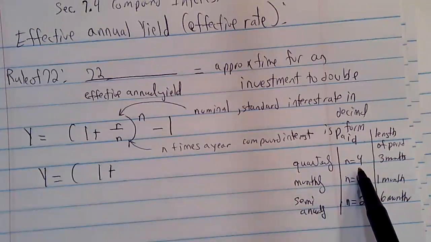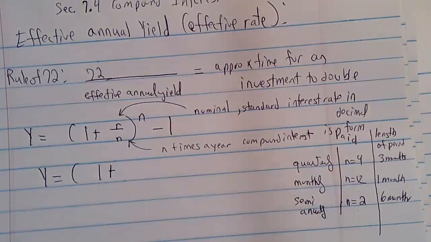So the Ns are 2, 4, and 12. Number of times a year compounded interest. So just be careful. Those are common mistakes that are made sometimes when we're doing these problems. Okay.